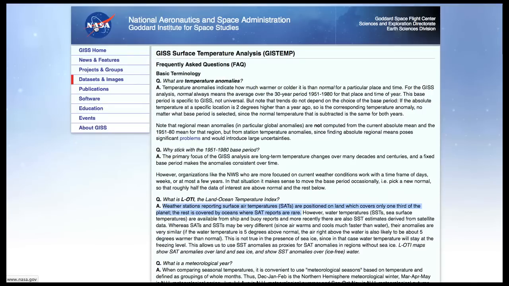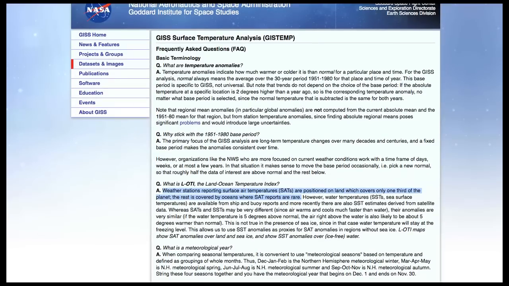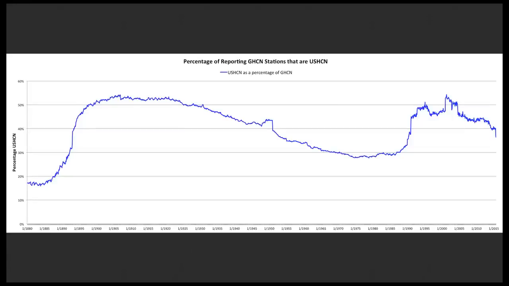It goes back to that weather gap, the weather station gap that we looked at earlier, and again from Goddard Institute for Space Science in their FAQ on the GISS surface temperature analysis. They have this question, what is LOTI, the Land Ocean Temperature Index? And it says, weather stations reporting surface air temperatures are positioned on land, which covers only 1/3 of the planet. The rest is covered by oceans, where SAT reports are rare. So not only do you only have about 30 to 40% of the land covered with weather stations, only 30% of the planet itself is covered in land. So again, it's a fraction of a fraction that is making up the temperature record that they're using.